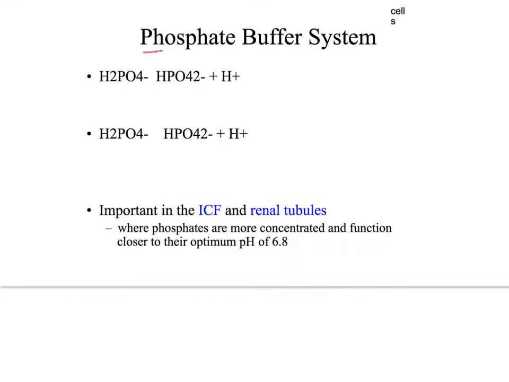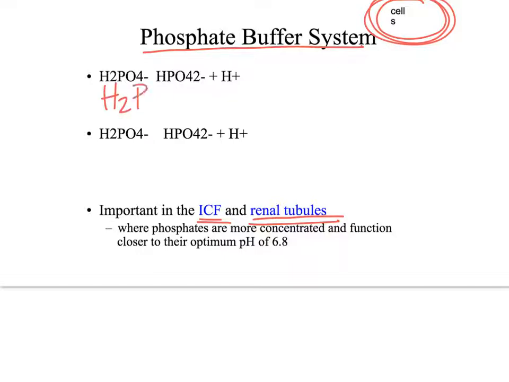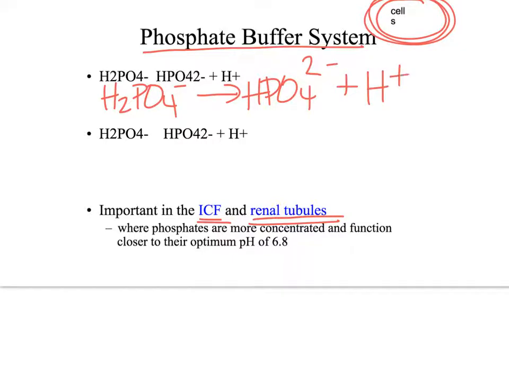Now, phosphate buffer system. This is in the cells, so in the ICF. It's going to be important in the ICF and in the tubes in your kidneys, so the collecting duct. What it should look like is H2PO4 negative, and we can go to HPO4 2 negative plus hydrogen ions.